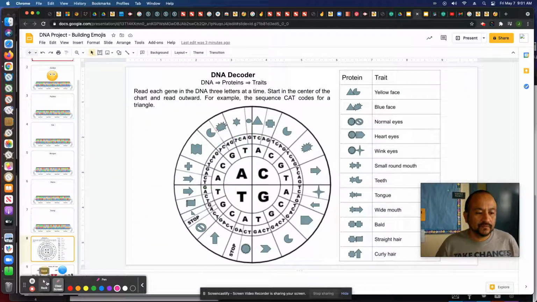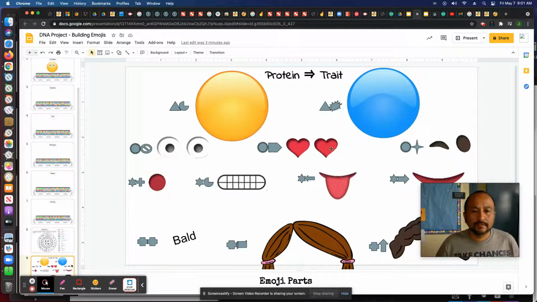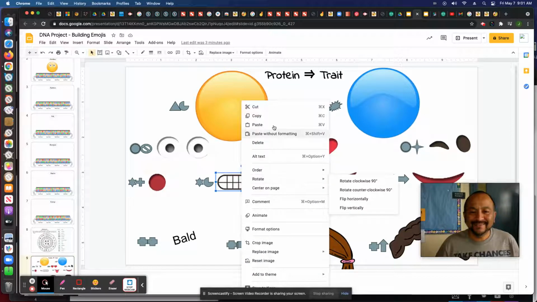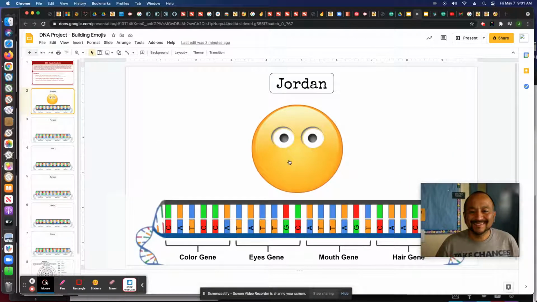So let's click all the way at the bottom, slide number 9, and look for teeth. There it is, and there's the star, and there is the Pac-Man. We're going to copy, Jordan, paste, teeth.